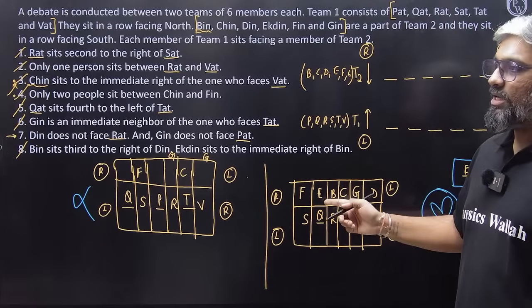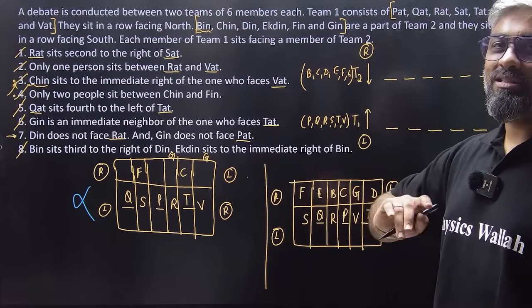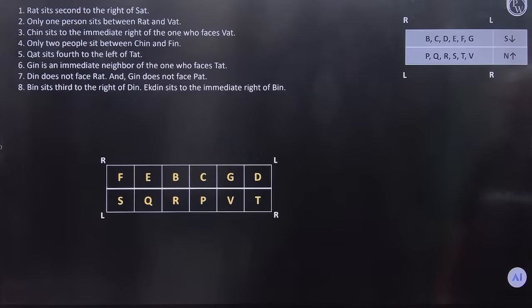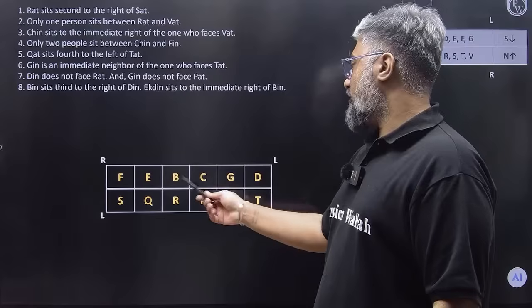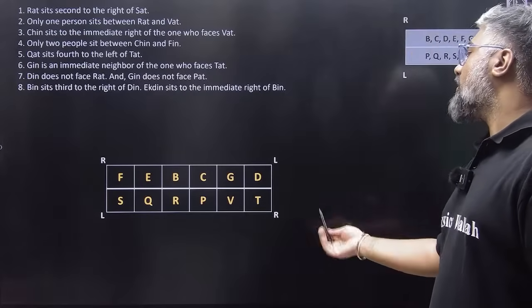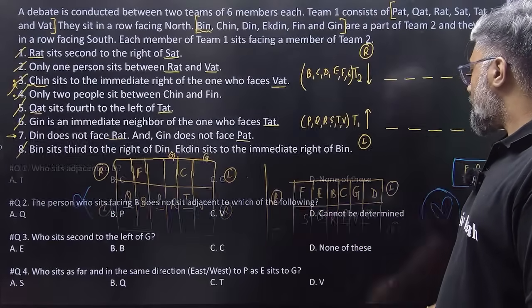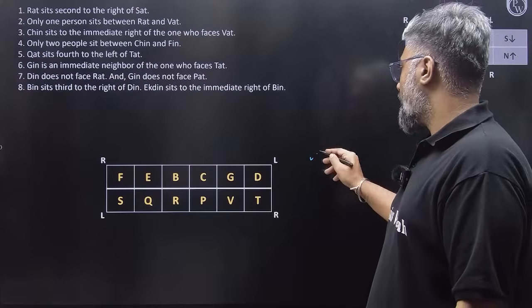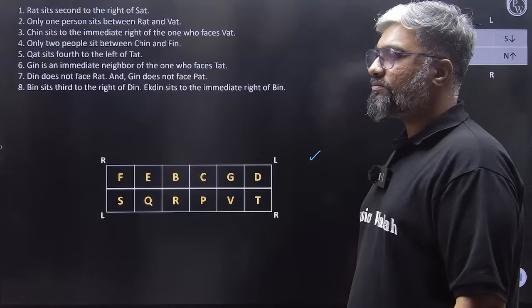Yes. Let's take this to the questions. Let's kill the questions now. Let's go. Yeah, see? Does it match? FEB, CGD, SQR, PVT. Done. SQR, PVT. Perfectly matches. Cheers. Done. Finish off the question.